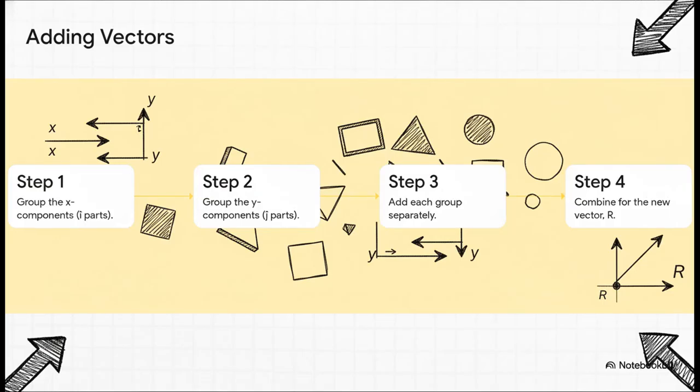And this is the beautiful part. This whole component idea makes adding vectors incredibly easy. I mean it. You don't need any complicated geometry. You just add the x parts together, and then, completely separately, you add the y parts together. That's it. It's that straightforward.